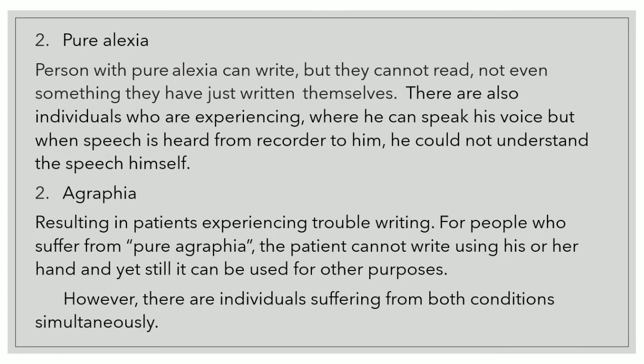Pure alexia. Persons with pure alexia can write, but they cannot read, not even something they have just written themselves. There are also individuals who can speak, but when their speech is played back to them from a recording, they cannot understand it themselves. Agraphia results in patients experiencing trouble writing. For people who suffer from pure agraphia, the patient cannot write using his or her hand, and yet the hand can still be used for other purposes. However, there are individuals suffering from both conditions simultaneously.